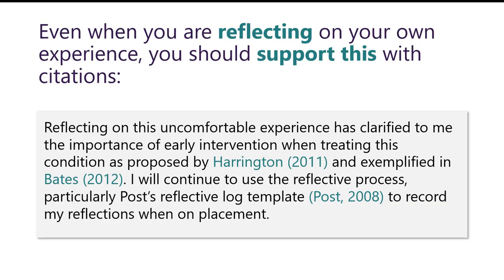Even if you're writing a reflective assignment, which would be very much based on your own experiences, you do need to support your reflection with references. So if you look at this example, it shows how their experience highlighted the importance of something, in this case an early intervention, that they became aware of through their reading. They've also introduced a reference about the reflective process itself by citing where they found a useful reflective log template.